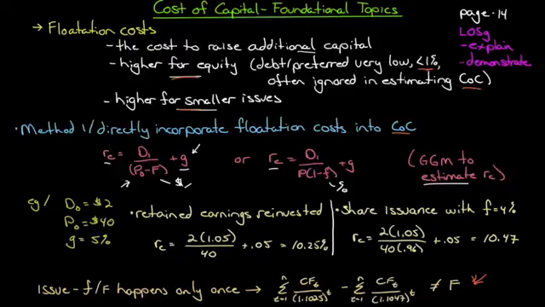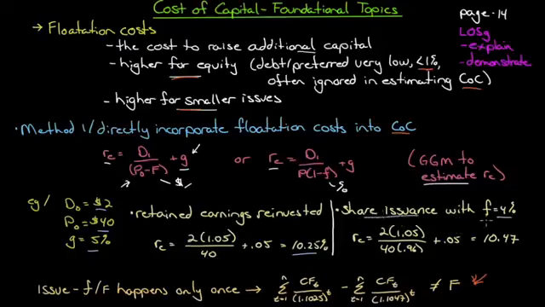So let's look at this in two ways here. Let's assume we have a dividend of $2. The price of the stock is $40, and our growth rate is 5%. And let's say that we're going to invest in a new product purely with retained earnings. Well, it has a cost of equity, but no flotation costs. So what's our cost of equity? It's D1 over P0 plus our growth rate. We get 10.25%.